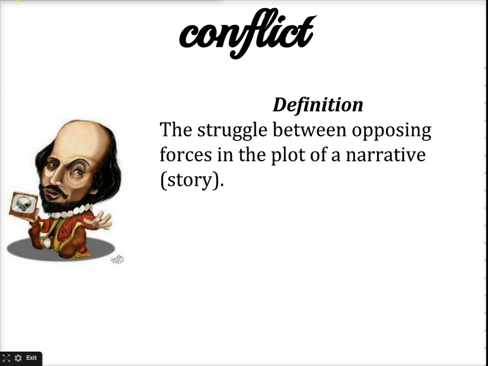The next word is conflict. The definition is the struggle between opposing forces in the plot of a story. So usually the conflict is the struggle that's going on in the story, or the main problem of the story.